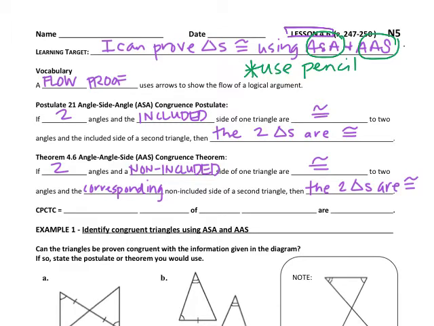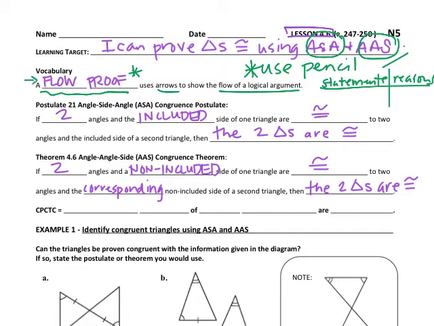So we are also going to be looking at flow proofs today. So you're going to learn two new ways to prove triangles congruent, ASA and AAS, and then we're also going to be looking at flow proofs. Now a flow proof uses arrows to show the flow of a logical argument. So up until this point we've been using statements on the left and reasons on the right. So those were called two-column proofs, and we'll still do more two-column proofs, but I just wanted to bring in the new type of proof today, which is a flow proof, and a lot of students seem to find them pretty easy to do.